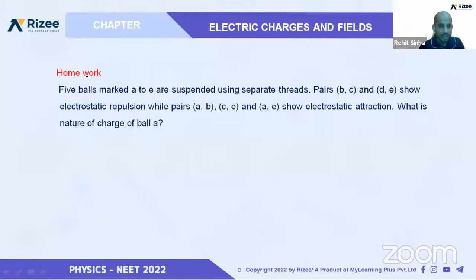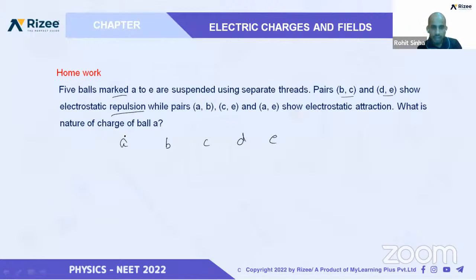Now, what was the question telling? That there are 5 objects, A to E. That means A, B, C, D, and E. It was telling that B, C, D shows electrostatic repulsion. That means they are having same charges.